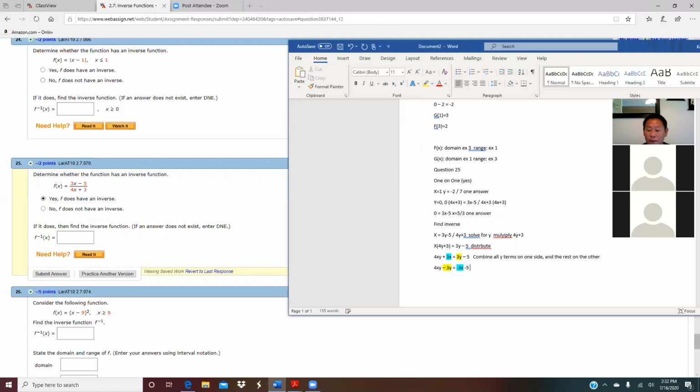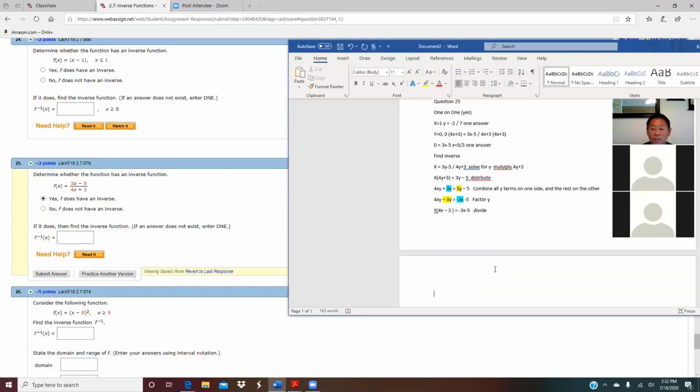Next, this is also difficult. Now you notice that this left side has all y terms. You have to factor the y out. So when you factor the y out, you will get 4x minus 3. And then you got negative 3x minus 5. And then after that, you divide it off. So in this case, your answer will be the inverse function.